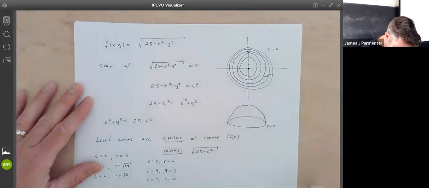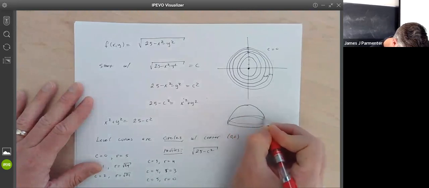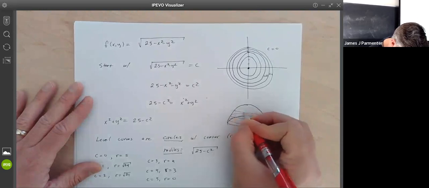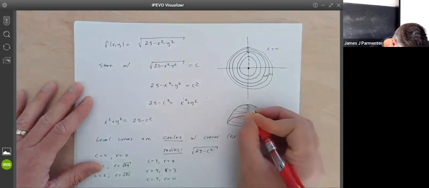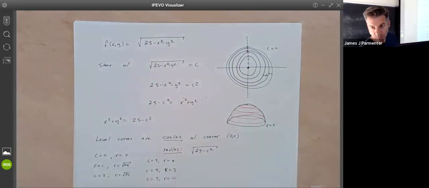So you've got these circles getting smaller and smaller and smaller as we go up and up and up. That's the idea of level curves, is you're just picking different heights and you're getting the shape of the contour at that height.